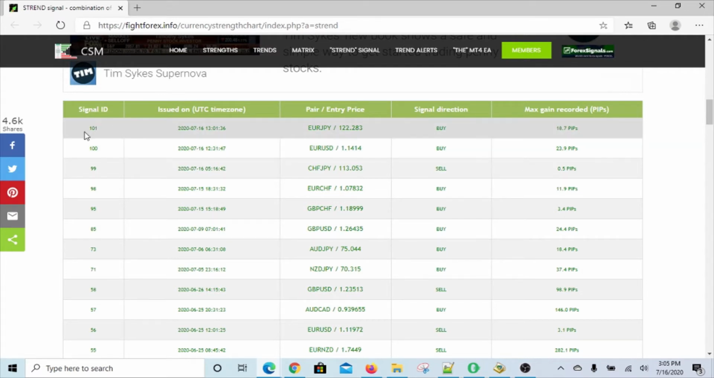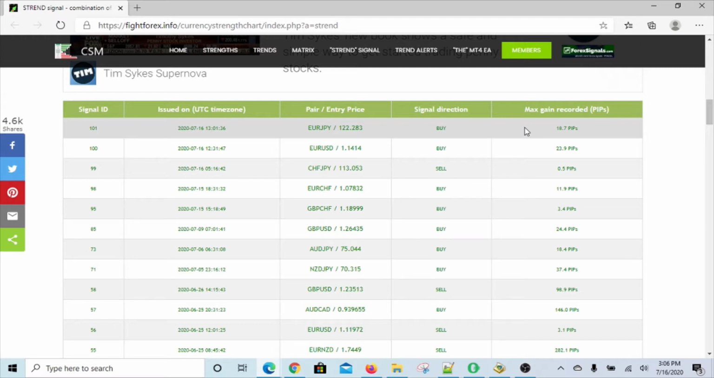Now I'm going to explain how to read this maximum gain column in a minute, but coming back to how the signal was issued: at this point, the system, which is automatically and continuously monitoring the values of currency strengths and currency trends, found that for Euro JPY our defined conditions were met, and this was the price at that point. It said, hey, looks like Euro JPY is a good candidate for our STREND signal at this point, at this price, and the direction that you should enter is buy, right? And that is how the signal is sent.